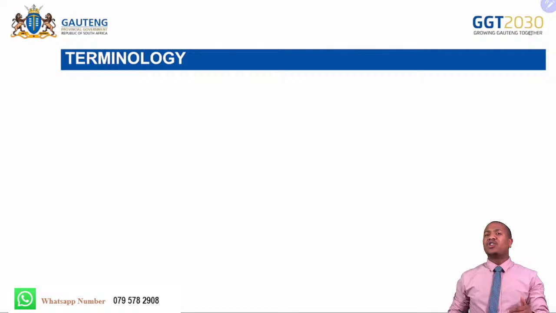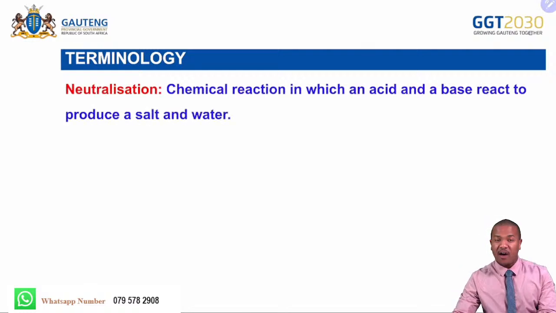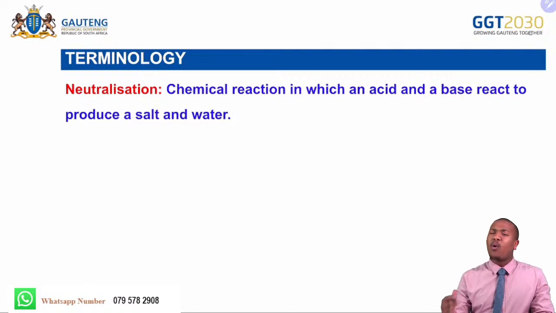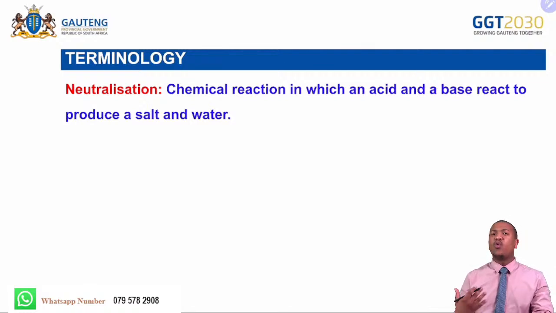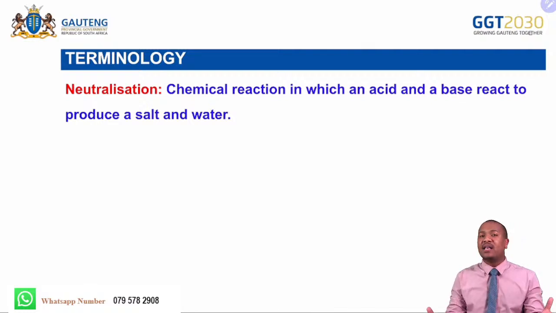Now, terminology. Terminology is so important so that you are able to understand the concepts and the topic itself, right? The first one there, we have neutralization. What does it mean to neutralize something, or what is this neutralization? Neutralization is the chemical reaction in which an acid and a base react to produce a salt and water.